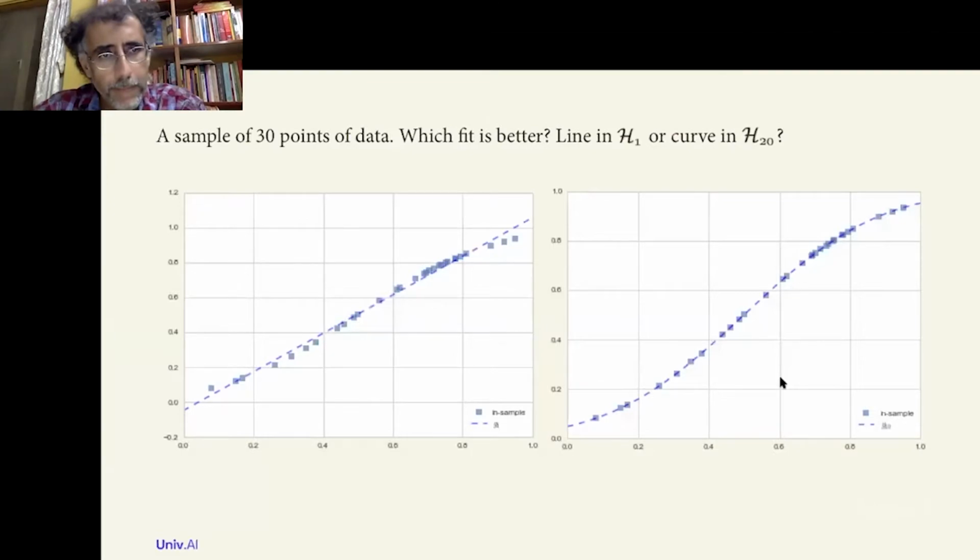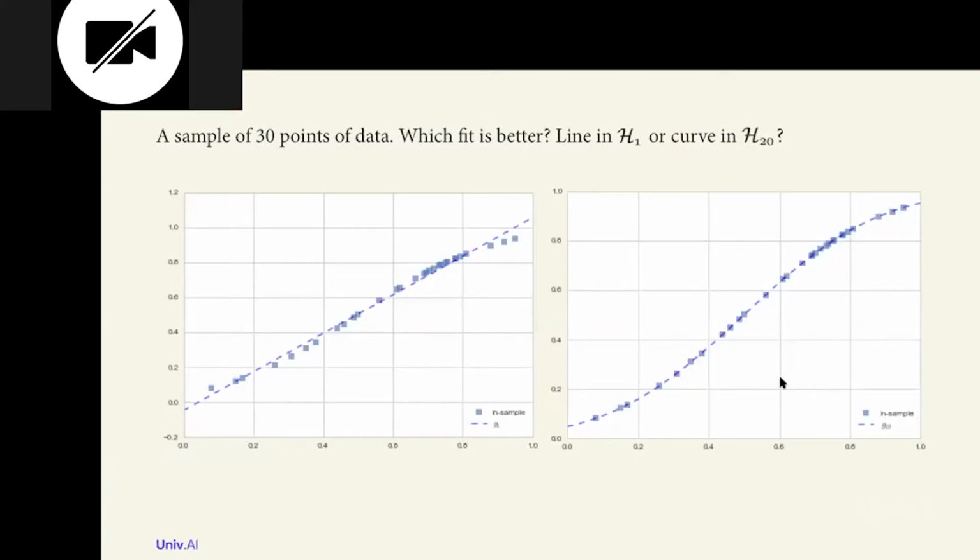So, a sample of 30 points of data. Now I'm not showing you the population at all. Which fit is better, the line in the hypothesis set H1 or the curve in the hypothesis set H20? The curve in H20, right?